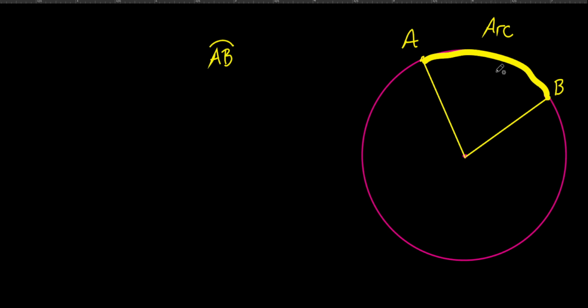So we measure arcs with degrees. And there's a relationship between the arc and the central angle. They're actually equal to each other. So if this angle C right here was 80 degrees, then you could say that arc AB is what? 80 degrees. Okay? All right. We'll save that for later, though.